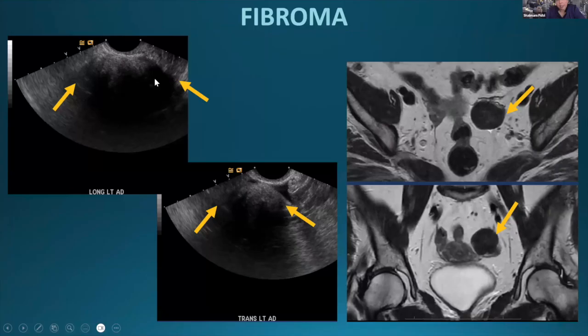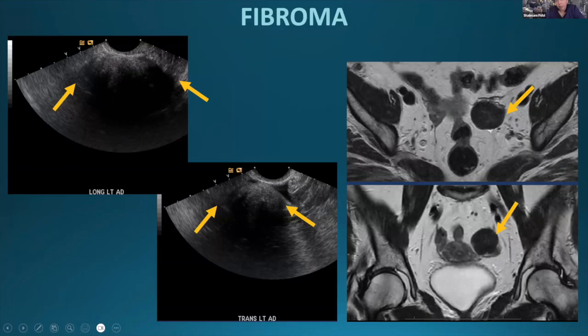This is an example of a left ovarian fibroma on ultrasound. You can see that the lesion is hypoechoic and markedly shadowing. It's also showing the edge artifact. The patient has a tiny amount of ascites. And then on this axial and coronal T2 weighted image, you can see that the lesion is uniformly T2 hypointense, all characteristics consistent with a fibroma.